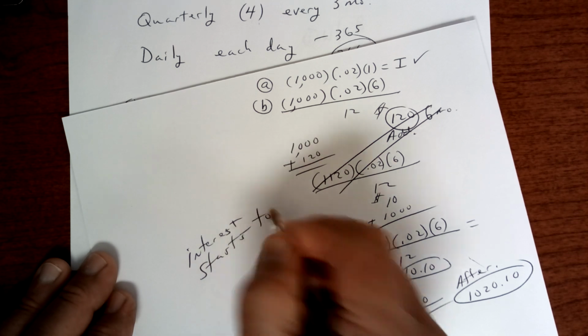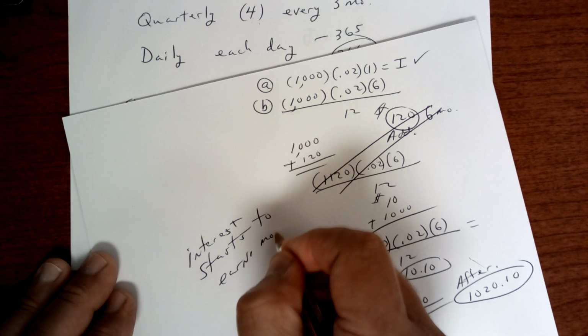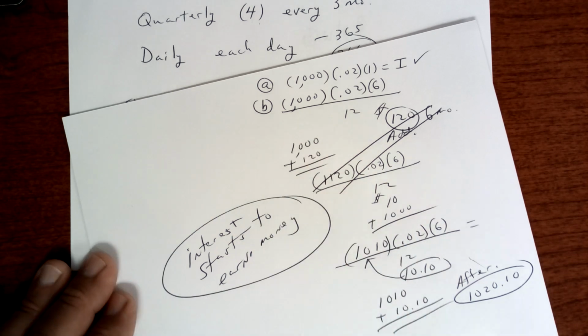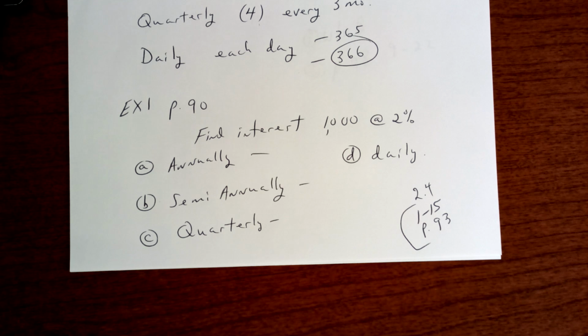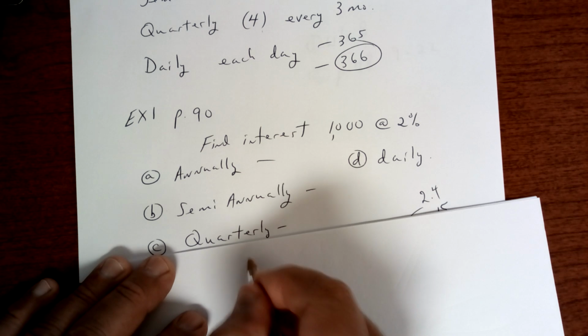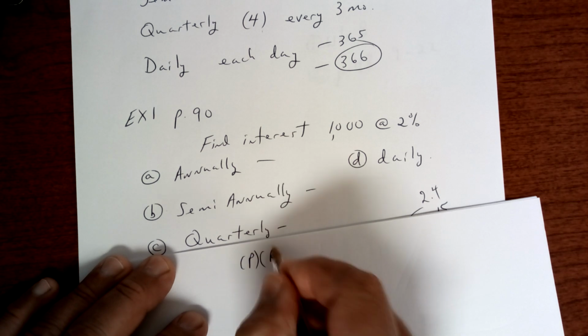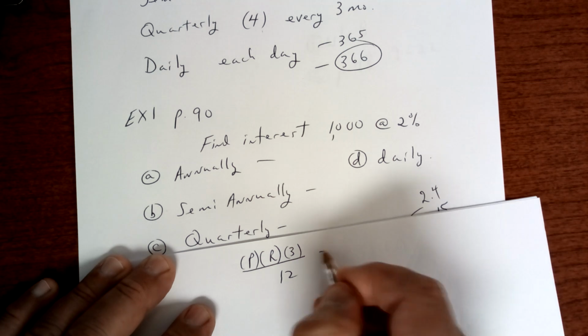Starts to earn money. That's a key idea. Okay? Now look here. Here it says quarterly. Quarterly is every 3 months. So you're going to take principal times rate times 3 divided by 12, and you're going to get some number.